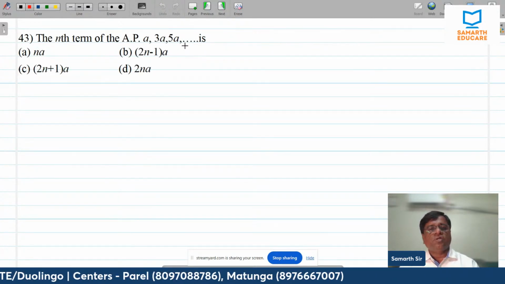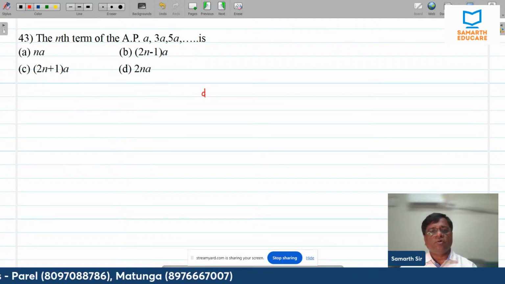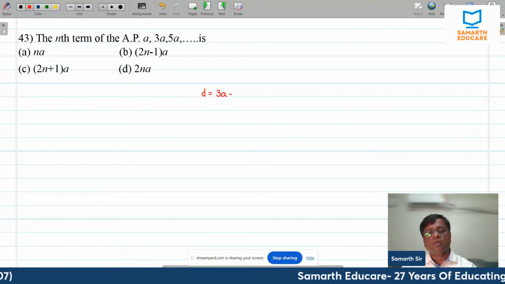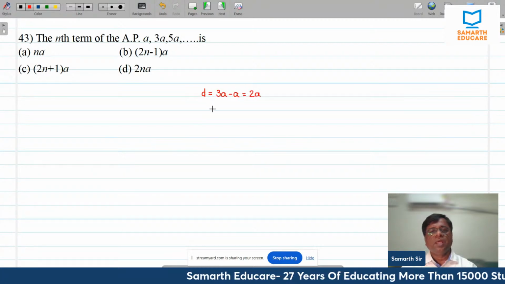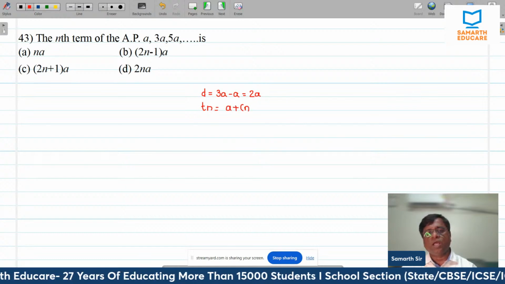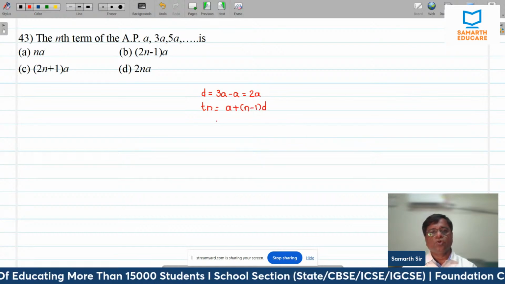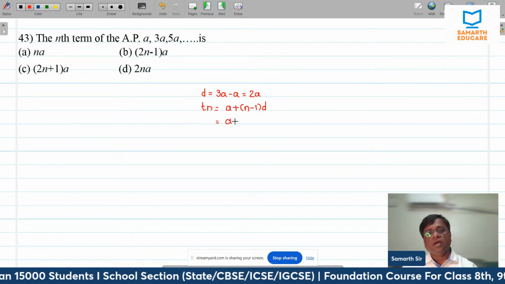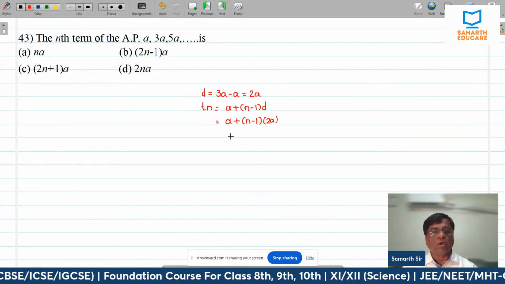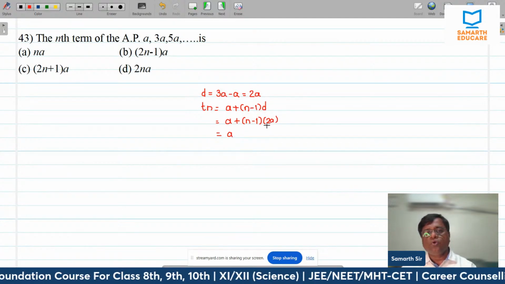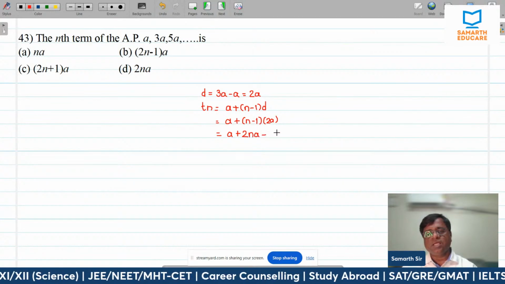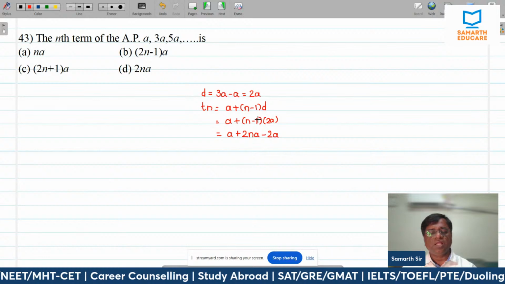The nth term of an AP. So first thing, a is there, and d is 3a minus a, and that is equal to 2a. The nth term is Tn is equal to a plus n minus 1 into d. So the value of a is a itself. n minus 1 into d is 2a. Now 2a into n is 2na, 2a into minus 1 is minus 2a.